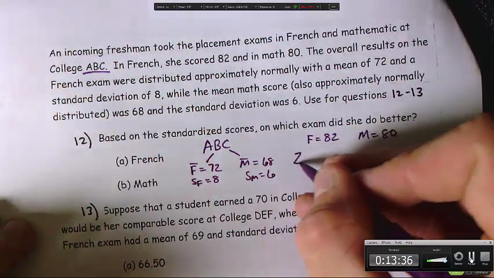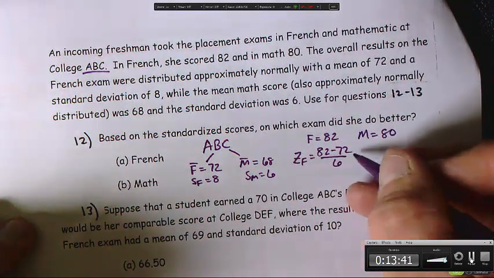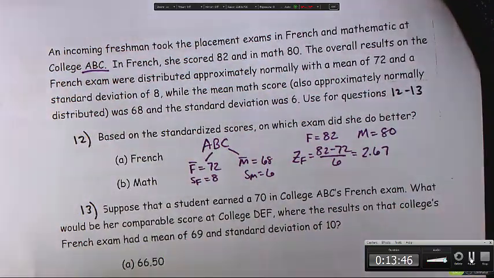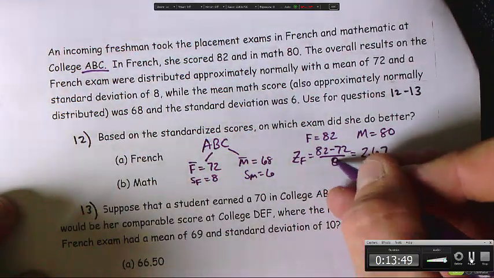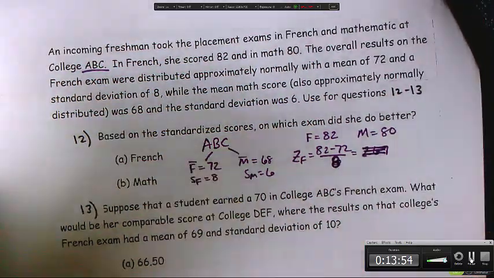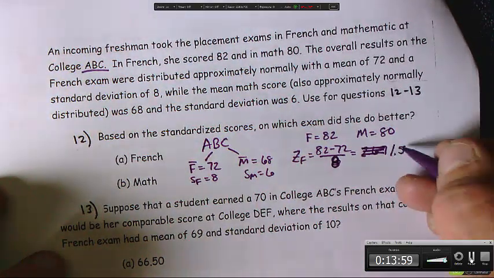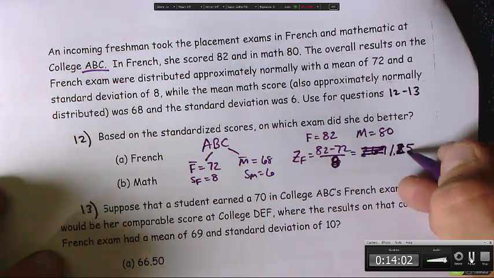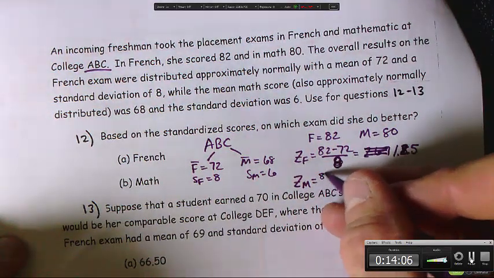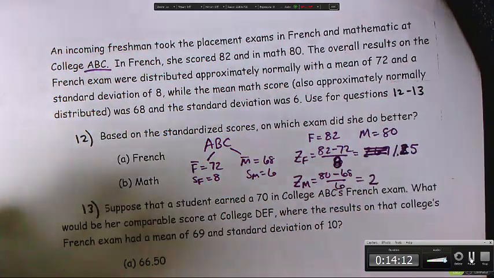But anyways, we're going to find the z-score for French, which is her score minus the average over 6. You get like 2.67. That's over 8, which makes that not 2.67. That makes that 1.5. Correct? Yeah. No, it doesn't. 1.25. 1.25. I'm just testing it. The z-score for math, her score take away the class average divided by 6, gives her a z-score of 2.